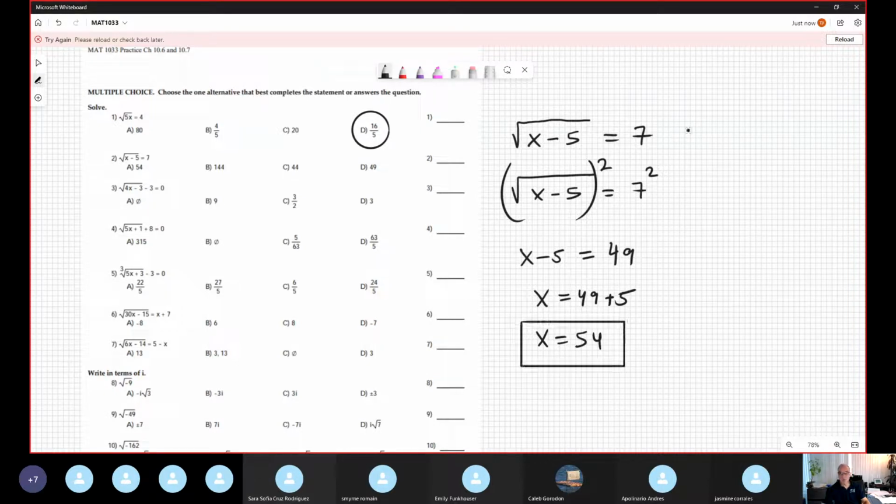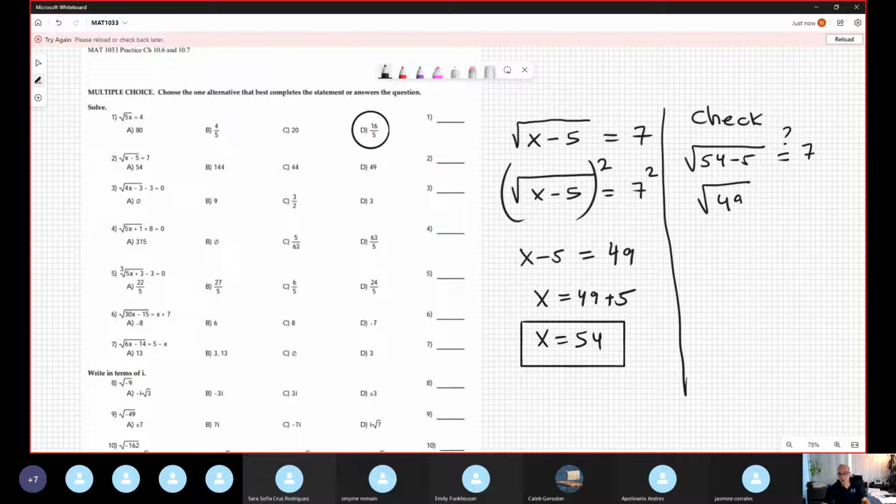I need to verify. Is the square root of 54 minus 5 equal to 7? Now 54 minus 5 is 49. And the square root of 49 is 7. Okay, therefore 54 is the answer. Okay, this option. Any question?